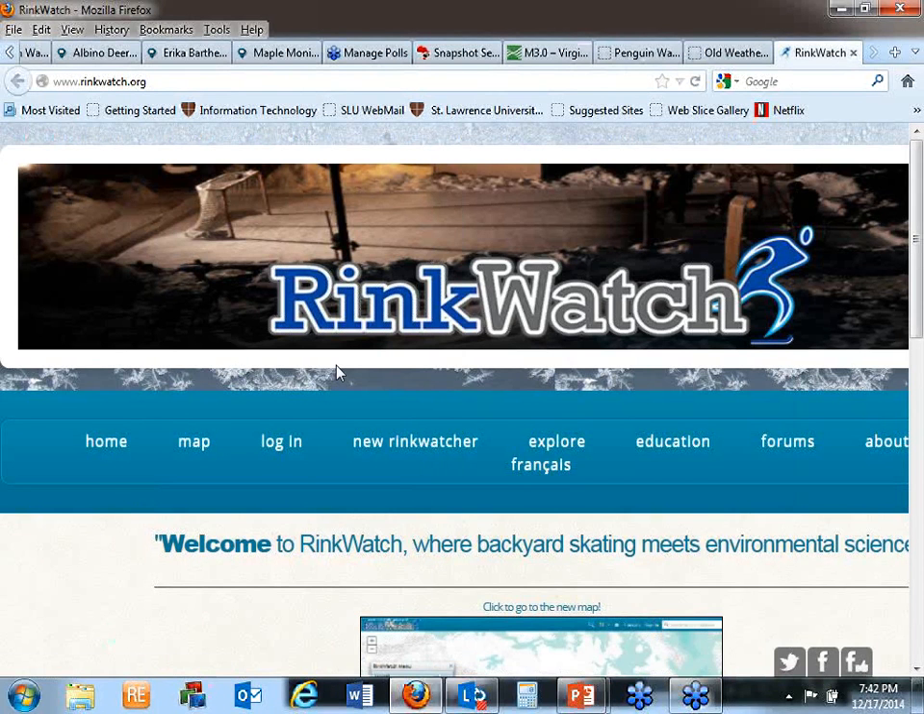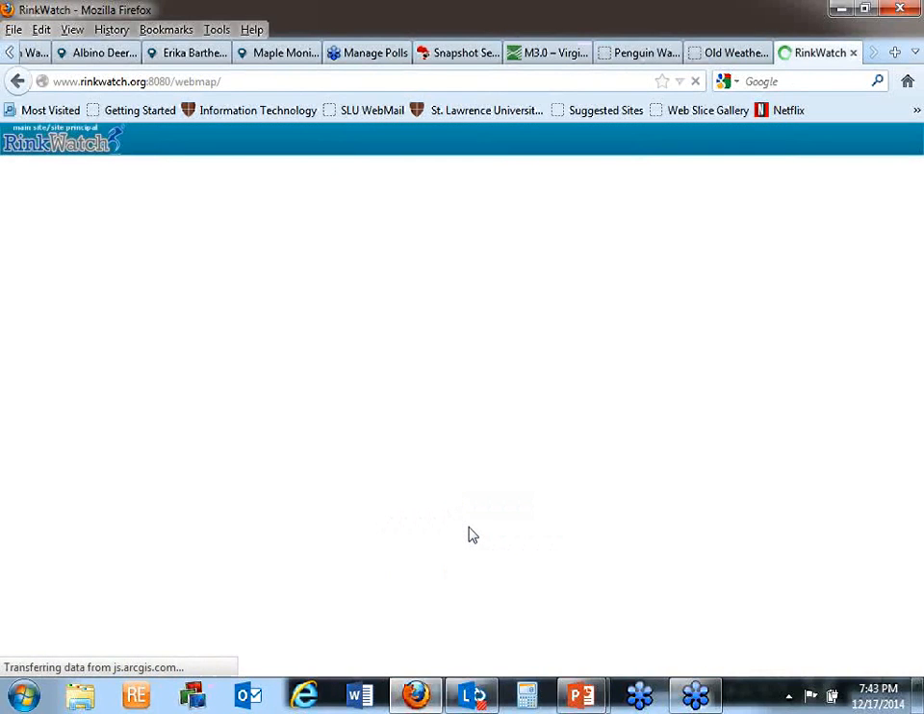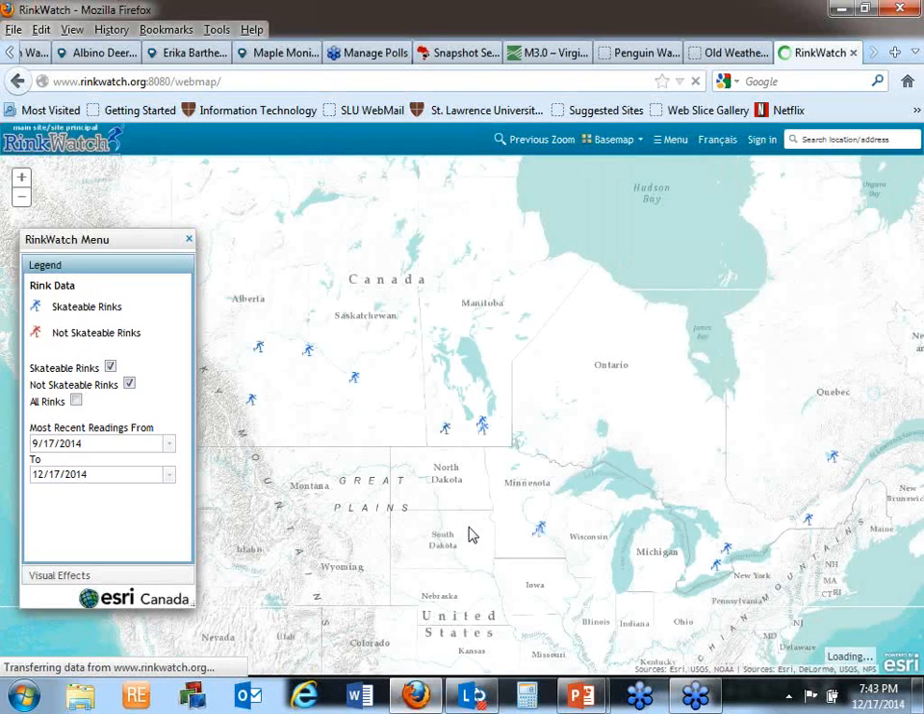It's called Rink Watch, and in this particular instance, as a way of looking at how our climate is changing, this, you can imagine, was started by Canadians. And what they asked people to do was register their outdoor skating rinks and tell us when it's skatable and when it's not skatable, which is going to be based on the weather. So you can see here that the blue little skaters are on rinks that are currently skatable, and this is between September 17th and December 17th of 2014.